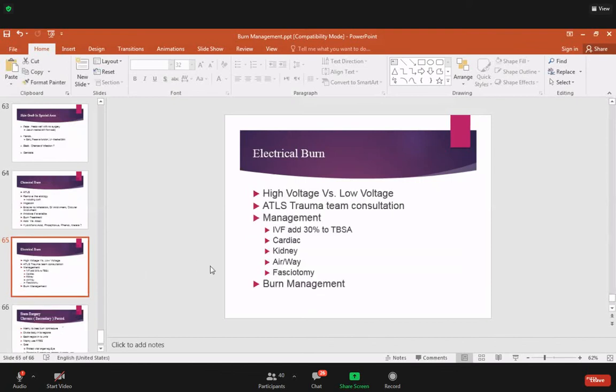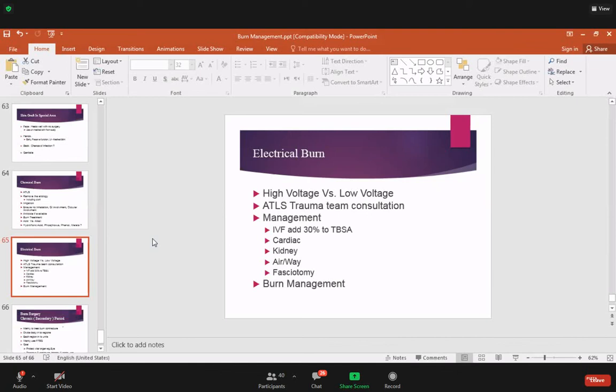For electrical burns, we just discussed why they are important, because their contact area may be small, but the damage is too much. So you have to always refer these patients to the burn center. Number two, when you are resuscitating these patients, resuscitation is more as compared to a normal person. We add 30% more to the body surface area if there are electrical burns.